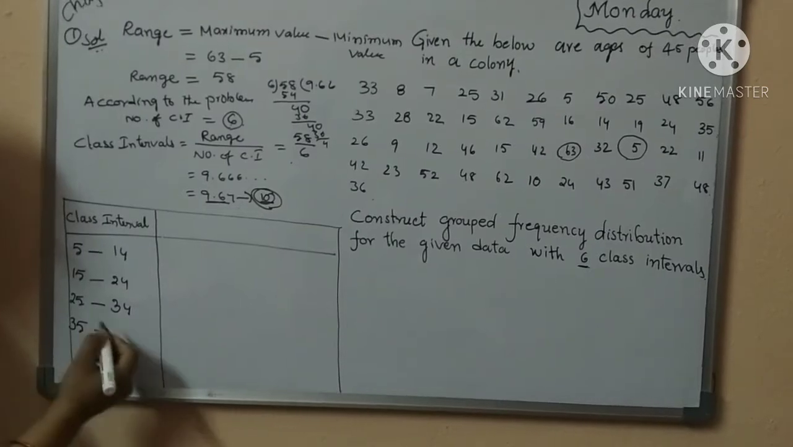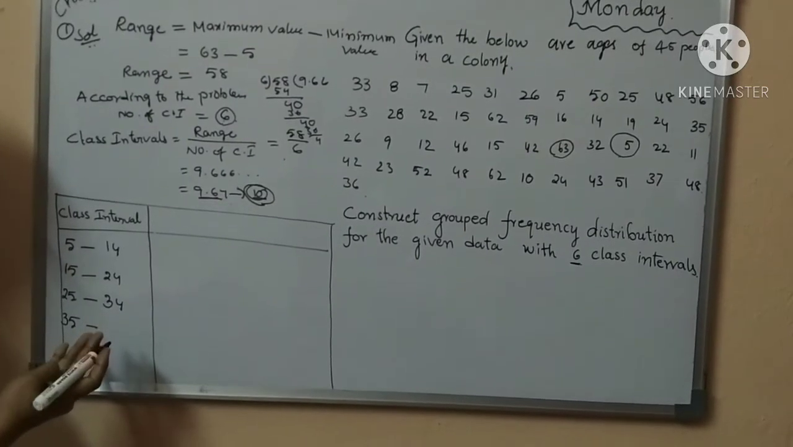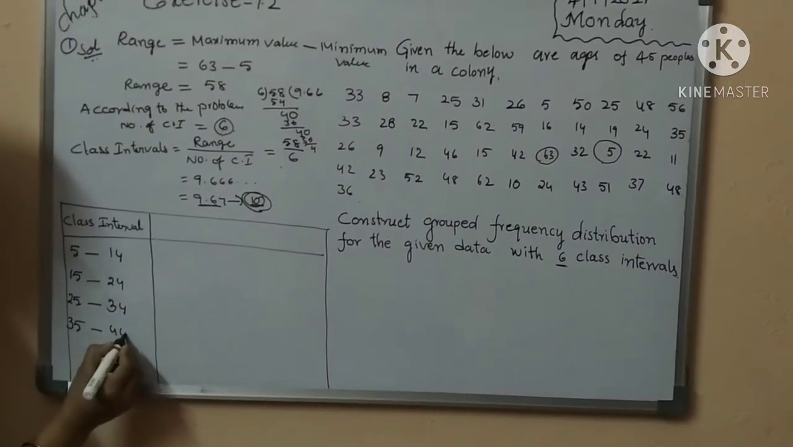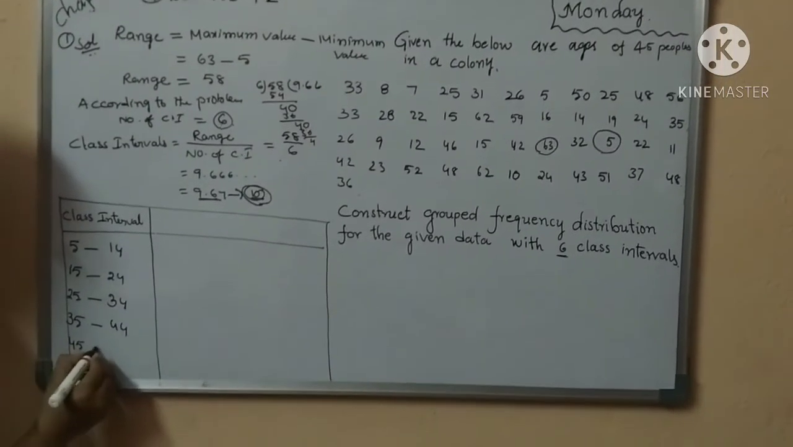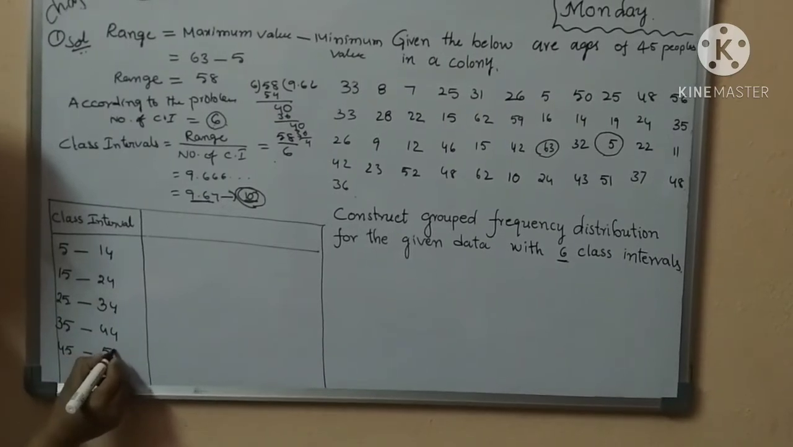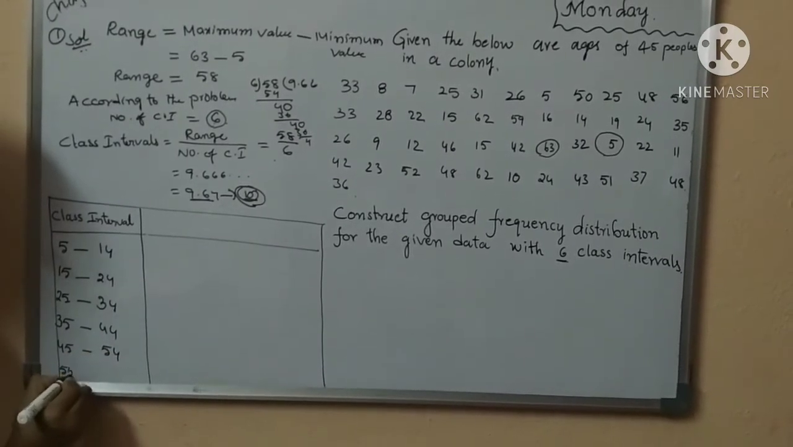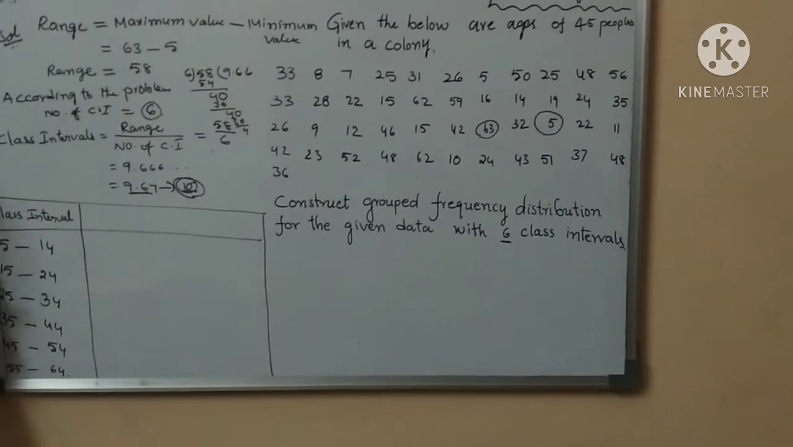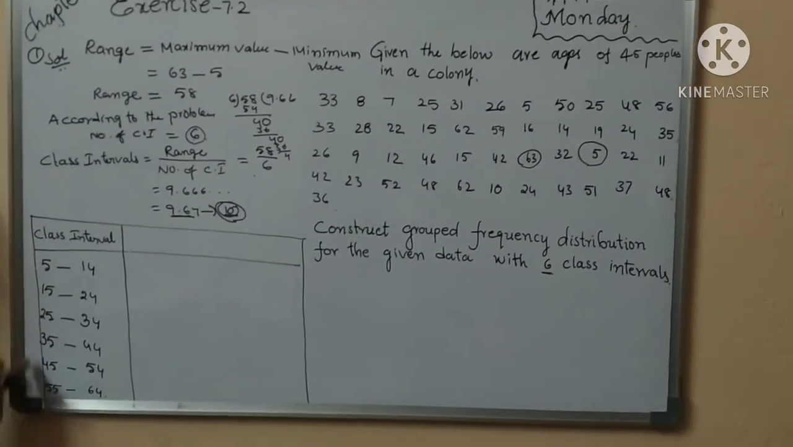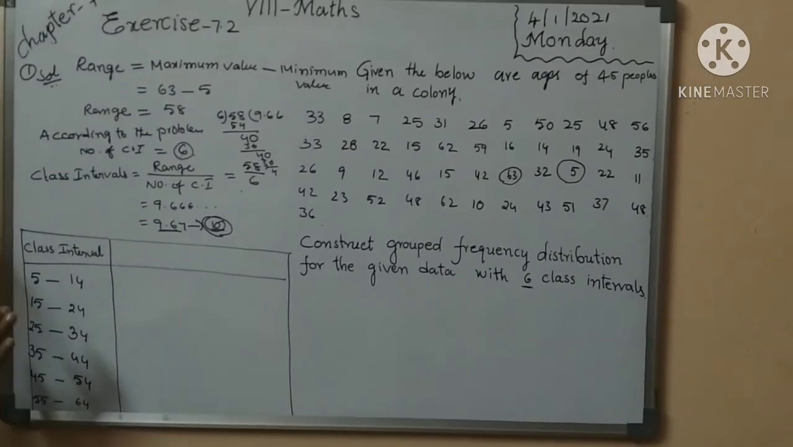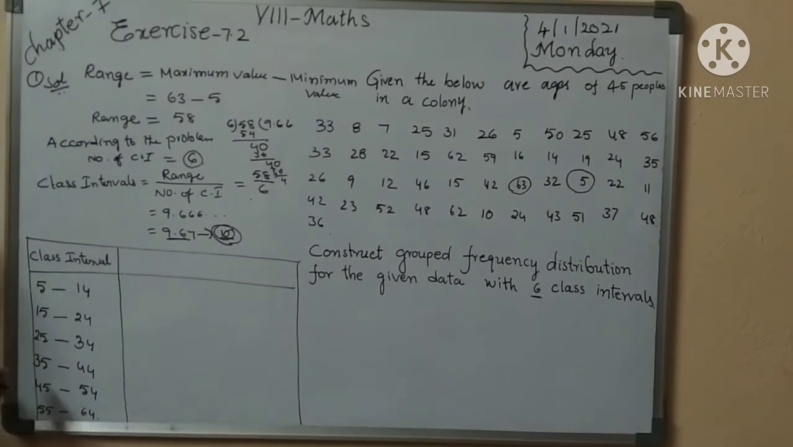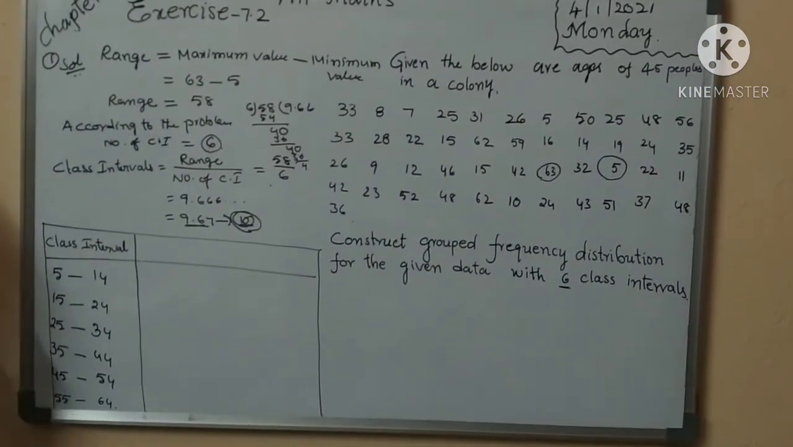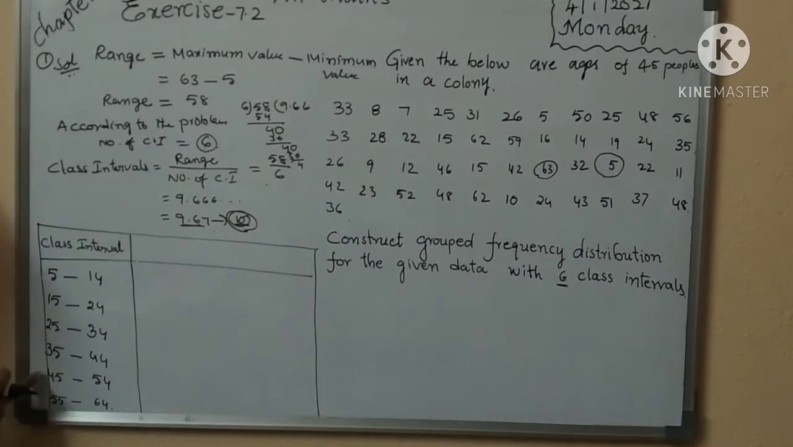35 to 44: 35, 36, 37, 38, 39, 40, 41, 42, 43, 44. Here 45 to 54, and 55 to 64. So here 1, 2, 3, 4, 5, 6. Only 6 class intervals, as already given in the problem. According to the problem, how many class intervals do we have to take? 6. 1, 2, 3, 4, 5, 6.